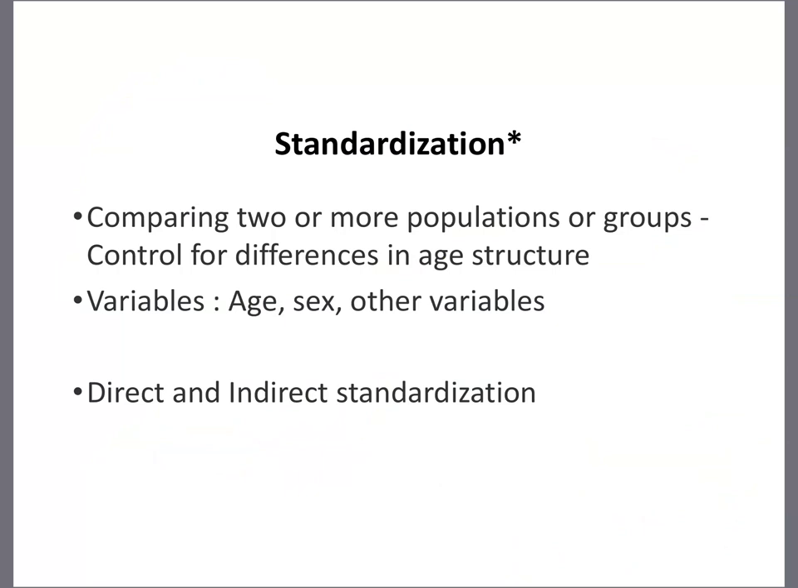Then another way of handling confounding in your analysis is standardization. Again, this is also taught in your undergraduate days. So there is a direct and indirect method of standardization. Again, this is a separate topic. We won't go into it. Only one point, that you can standardize for age, you can standardize for sex, you can standardize for both of them together. Or remember that you can also standardize for other variables. This is the only thing which I wanted to tell with regards to standardization.